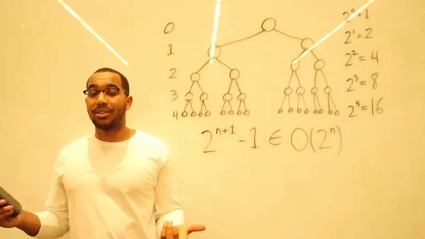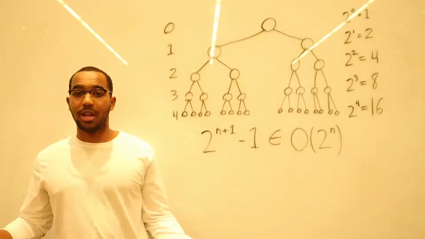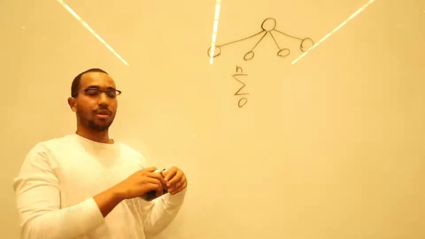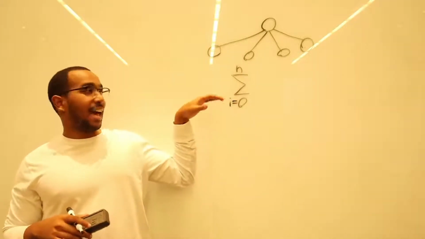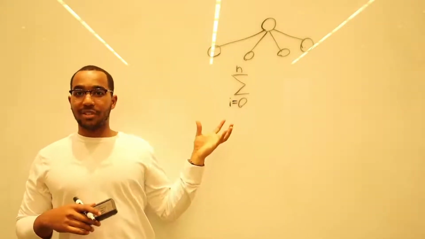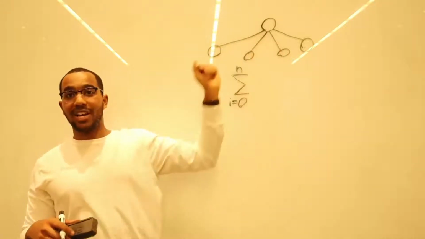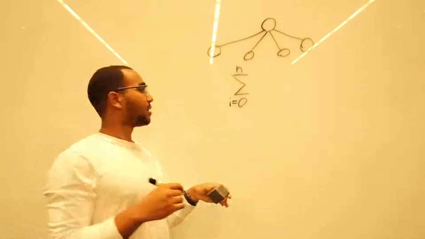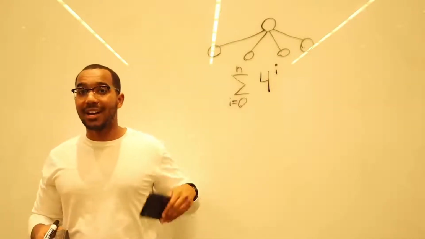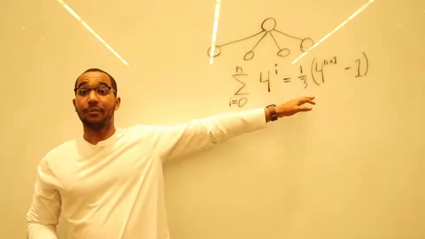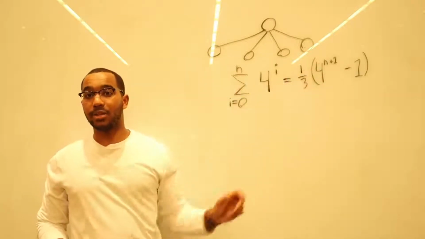Let's imagine the branching factor is 4. What would the sum look like? If the branching factor was 4, we'd take the sum from i equals 0 to n, and we would say branching factor to the level. So 4, which the branching factor is 4, to the i. And if we solve this, we see again that our rule holds here: 1/3 (4 to the n plus 1 minus 1).